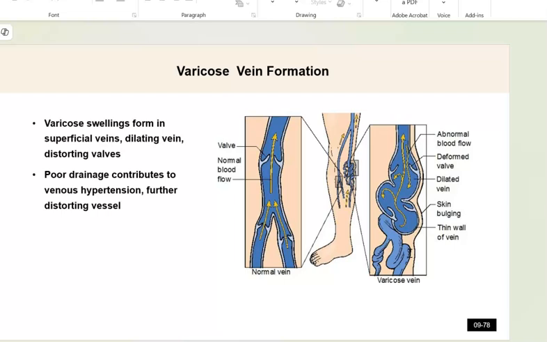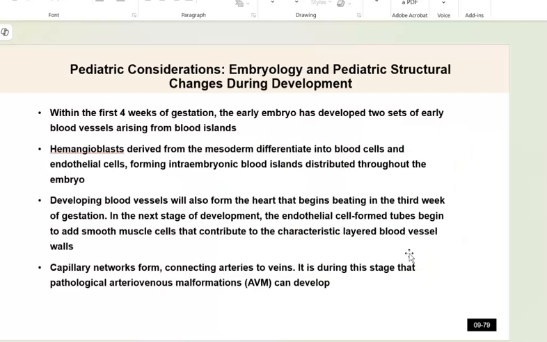Your book, or the PowerPoints, kind of skip right over the DVT formation, which is a minor part in this book, but I do want you to read that section as well. Then it jumps into some of the pediatric considerations and talks a lot about the development of our circulatory system. So this is a nice review, and it's still important for us to know.